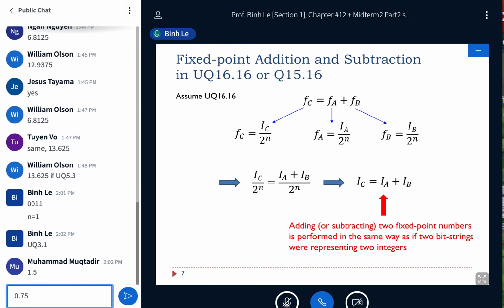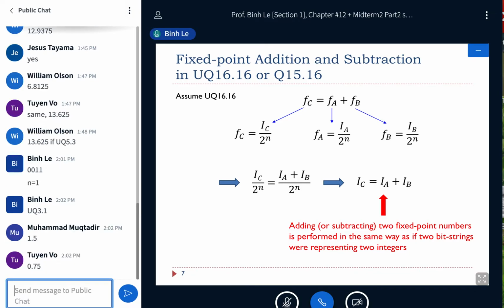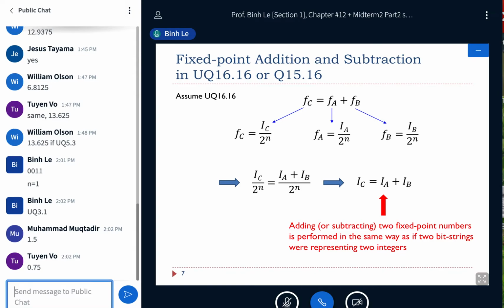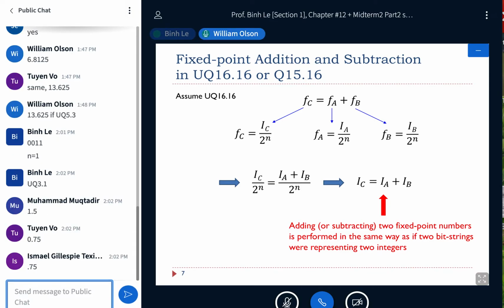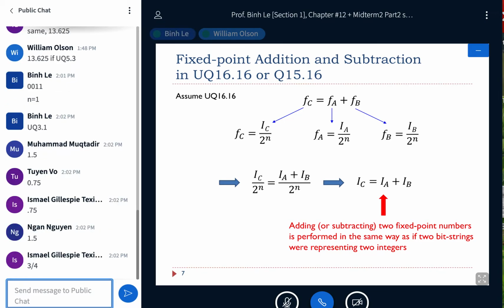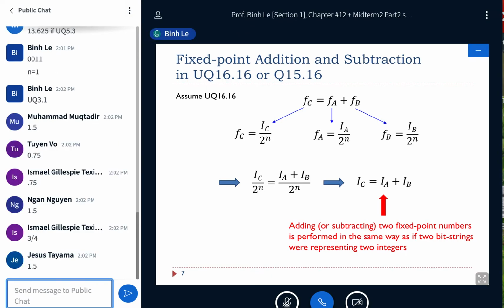Mohammed's answer is 1.5. Anybody? Twin is 0.75. Anybody else? This is for one of the F's. Ismail, none is 1.5. Okay, so 1.5 is correct. So for you, who got the answer 1.5, you got 100 points. Okay, that makes sense because you're doing 3 over 2.